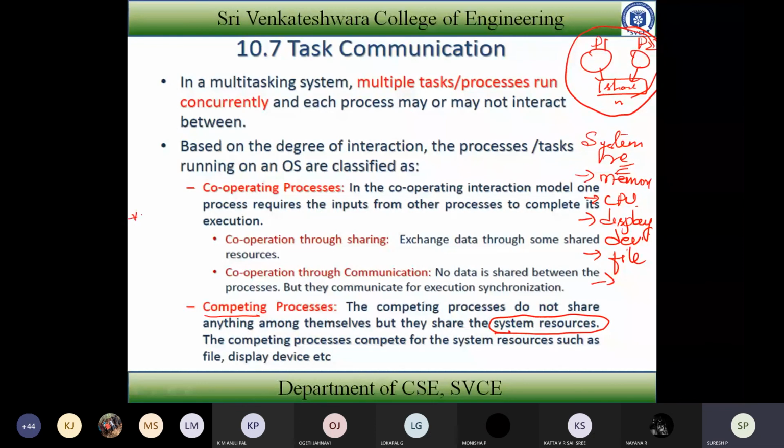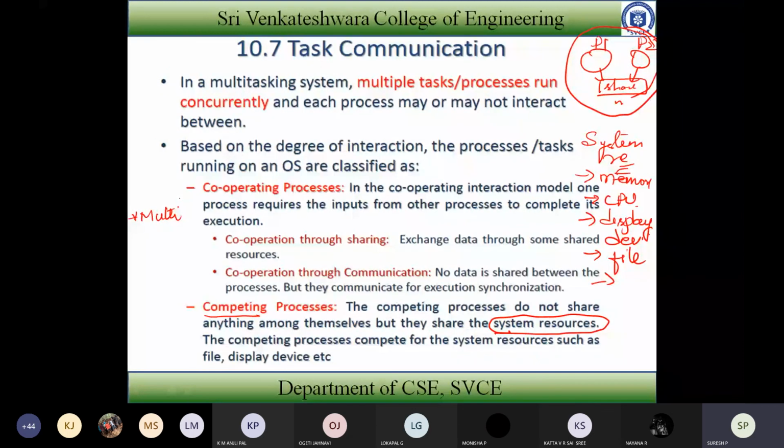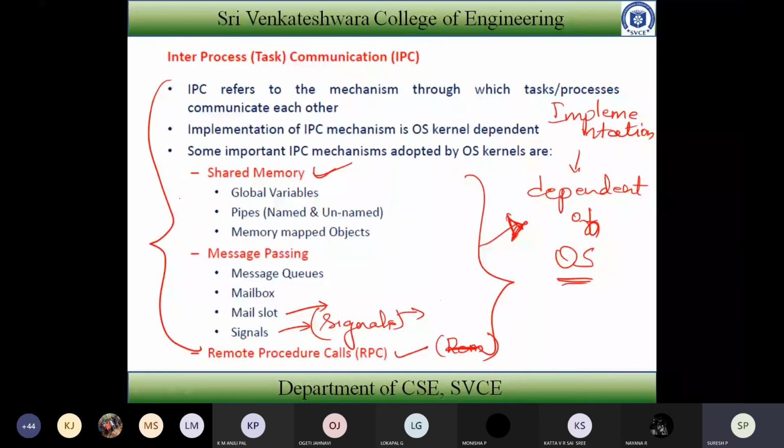What we have discussed now is multitasking and multiprocessing. In multitasking, there are three different types: cooperative multitasking, preemptive multitasking, and non-preemptive multitasking. When it comes to task communication, it happens between cooperating and non-cooperating processes, and then interprocess communication. We have discussed till here. If you have any doubt, you can ask.